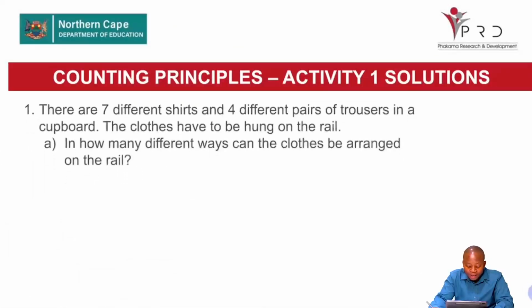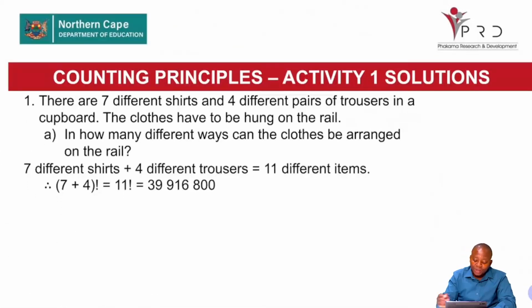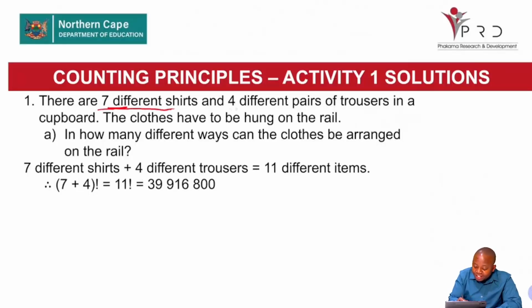Now, let's look at number 1, A. We are saying, how many items do we have? We have 7 different shirts plus 4.